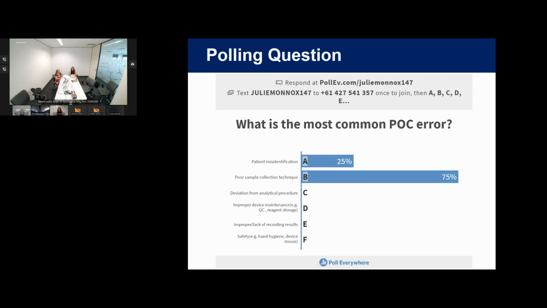I guess they're all relevant in one shape or form. Someone has moved their C to a B, that's okay, guys. You can do that. So the people that are sitting in the 25% and have selected A have actually chosen the correct result. The most common error in POCT is actually that patient identification part of the procedure, followed by the other one. B does come in second, but it's actually in reverse there. Thank you for taking part. That's great.